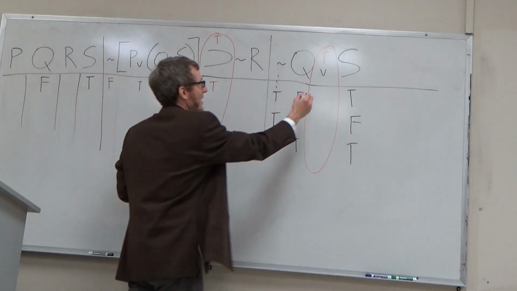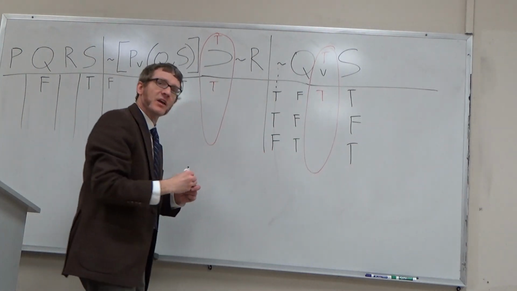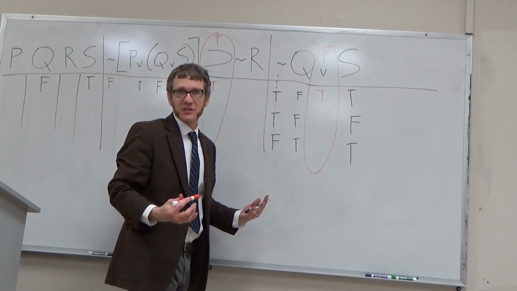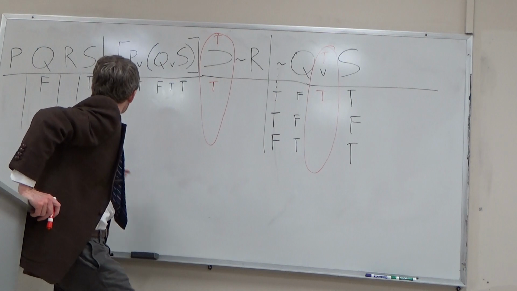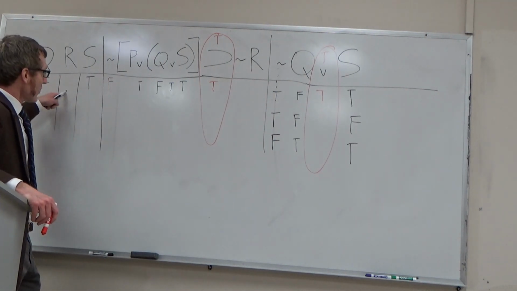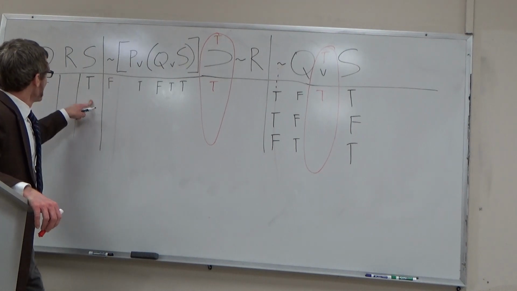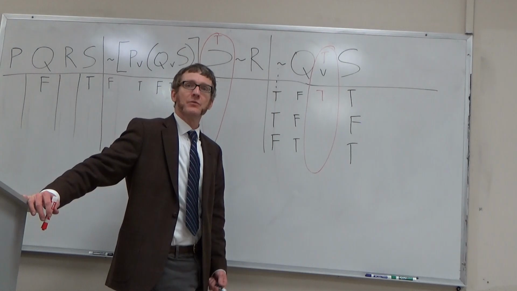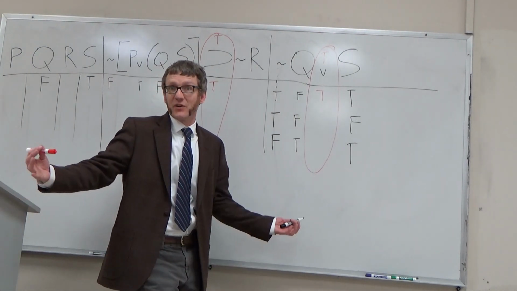Now, good news, I hit the jackpot. I've already won. The first line I tried showed that these are consistent with each other, right? Because here's a set of values for which, no matter what P and R are, it doesn't even matter. If Q is false and S is true, then both these statements are true and it's consistent. And that's really all I need.